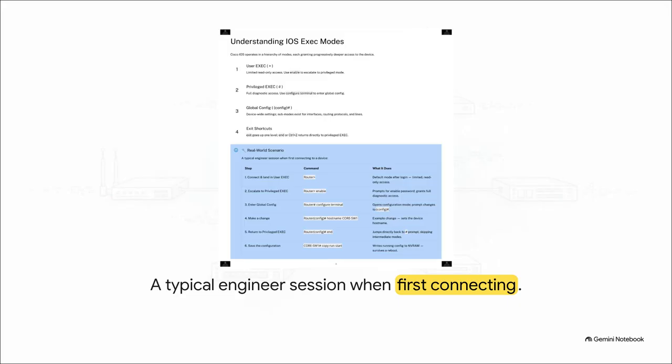Let's look at how this plays out in a real-world workflow. Notice how seamlessly an engineer moves through these modes. You connect and land at that greater than prompt. You type enable, punch in your password, and hit the hashtag prompt. From there, configure terminal opens the door to actually make a change, like, say, updating the hostname to core switch 1. Once you're done, typing end jumps you completely out of config mode and right back to privileged EXEC where you can securely save your work. It's just a beautiful, logical dance.